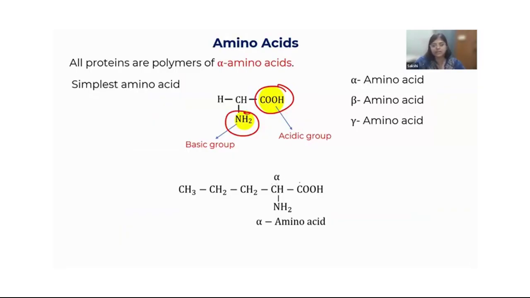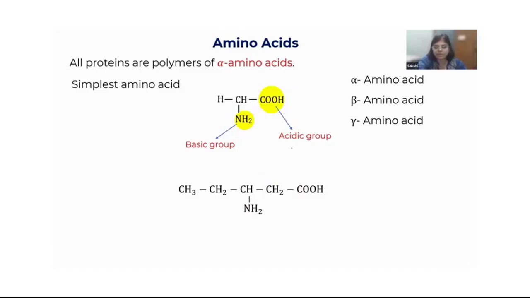Alpha carbon is a carbon which is next to the functional group, right? So this is the alpha carbon, also next to the functional group. Here the amino group is attached to the alpha carbon. Here it is attached to the beta carbon because it is second in position with the COOH functional group. So the amine NH2 group is attached at the beta position. So this is a beta amino acid.